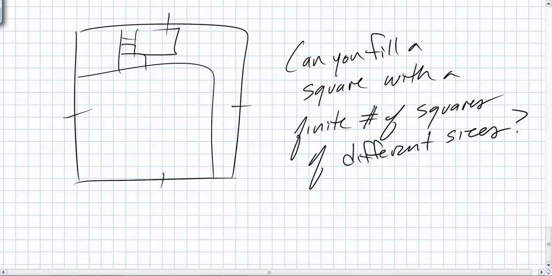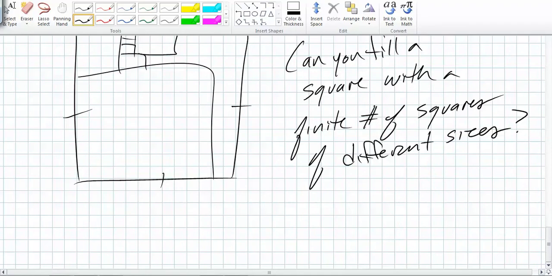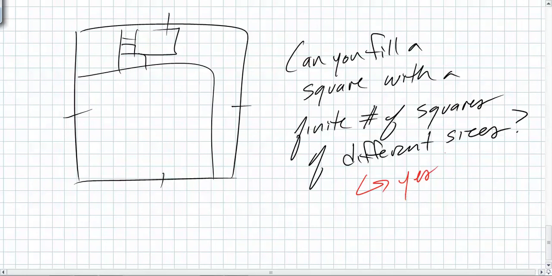So the question is, what about a cube? Can you do the cube? Can you fill a cube? So what about a square? Yes, you can. What about a cube? Really, really simple game. Here's a game.